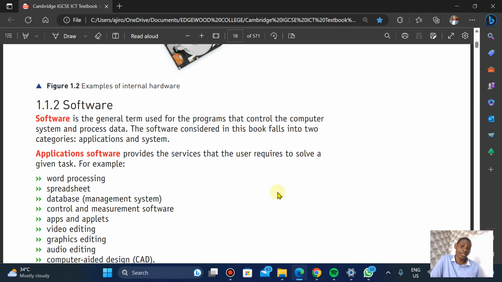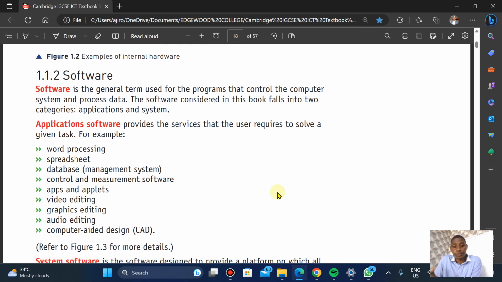We have the application software that allows the user to solve a given task. More or less, it provides a service that allows the user to solve a given task. And then we have what we know already, the system software. So let's look at examples for the application software. Word processing, spreadsheet. Word processing, your MS Word, Google Docs. Spreadsheet, Excel, Sheets, there are a lot of them.